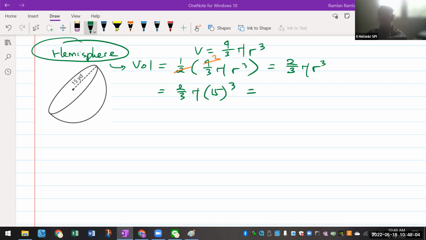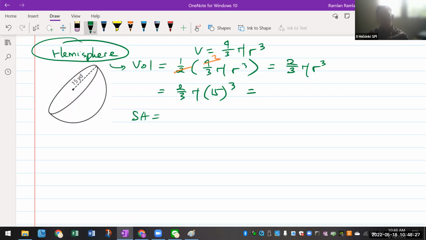Some of you are using the pi, right? And some of you are just using the decimal. It's the same thing, because there is no instruction on how you write it down, so it's going to be correct. Okay, so the answer is the same, guys. Now the surface area is going to be a little bit different.